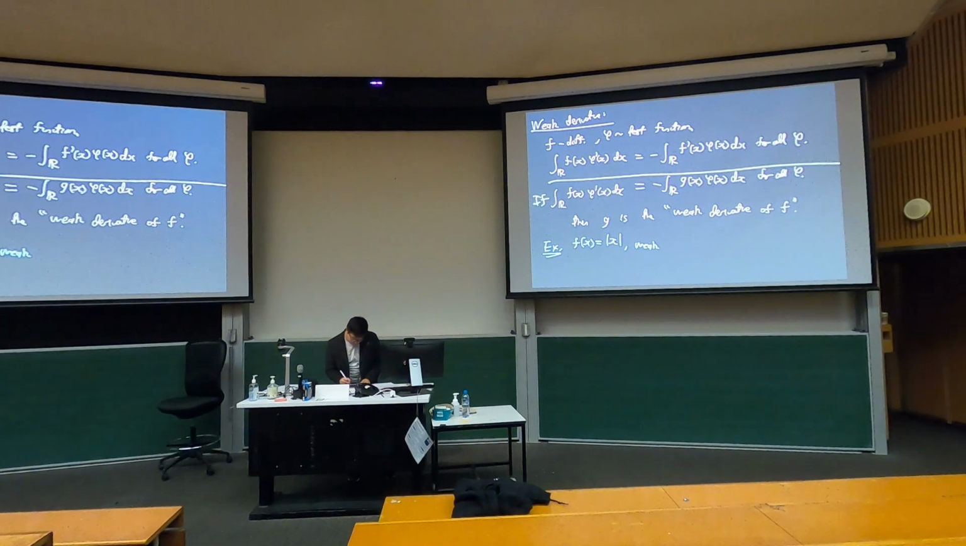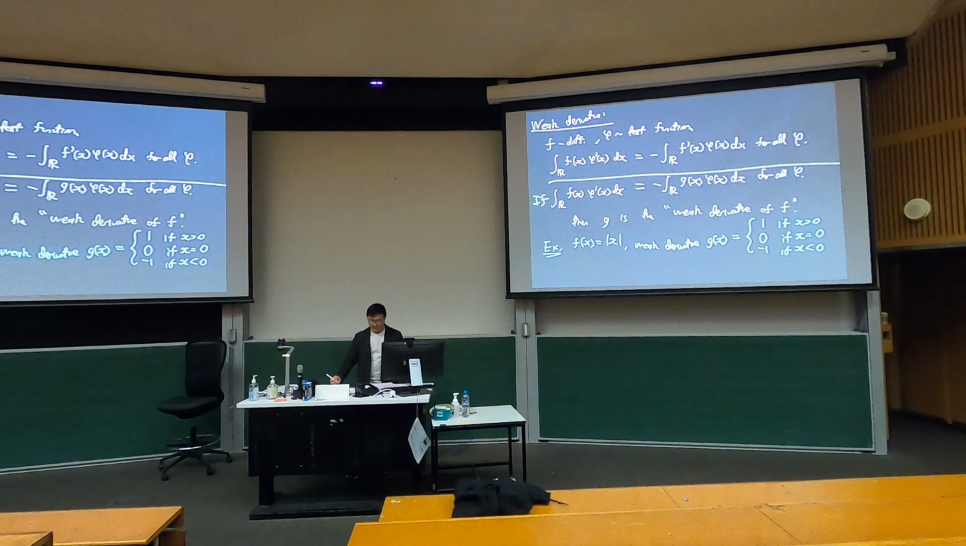The weak derivative, which I'm going to call g, of the absolute value function is given by 1 if x is greater than 0, minus 1 if x is less than 0, and it turns out almost quite nicely and quite expectedly, a possible good weak derivative is 0 when x is equal to 0. And that will be a derivative which holds weakly.